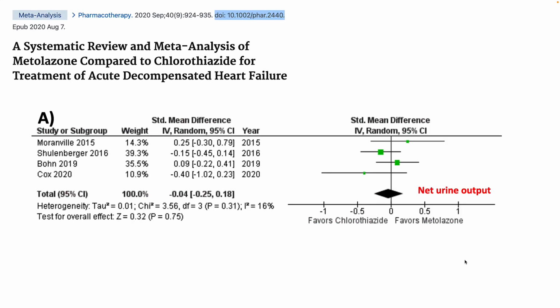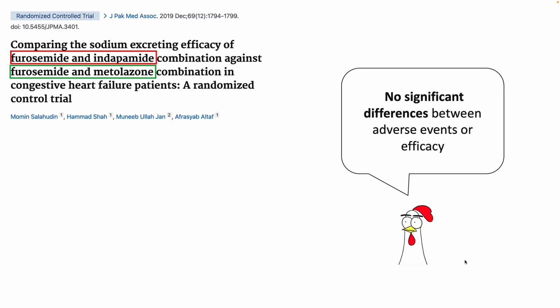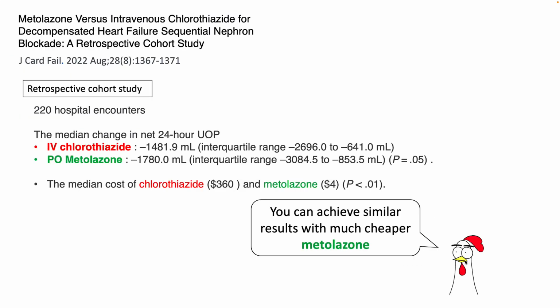In this meta-analysis, when metolazone was compared to chlorothiazide, there was no difference in net urine output between these two thiazides. In comparison of indapamide and metolazone, again, no significant differences were observed. This study found similar results with chlorothiazide and metolazone. However, chlorothiazide is a much more expensive drug, so in fact you can achieve similar results with much cheaper metolazone.